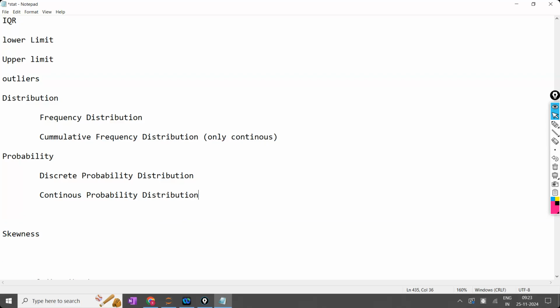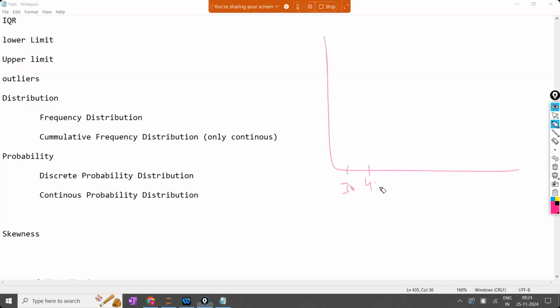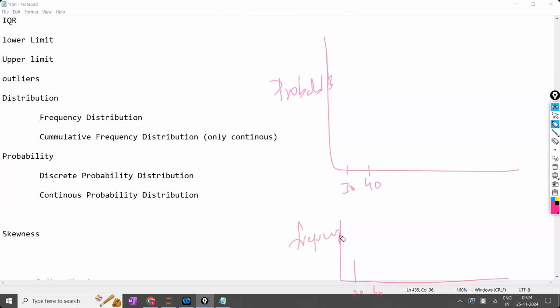Whatever data you have, with respect to 30 to 40, if you have one record, divided by the total number of records is nothing but probability. For the distribution, you consider the same thing from 30 to 40. What is the probability? On the y-axis, you have to write the probability. If you consider 30 to 40 on the x-axis and write frequency on the y-axis, it is called a frequency distribution. If you write probability, it is a probability distribution.